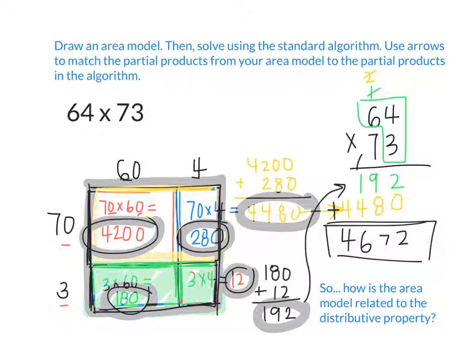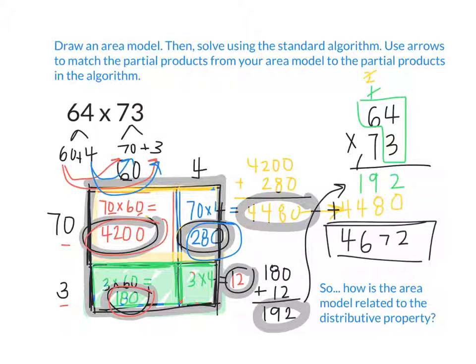Okay? So how does this relate to the distributive property? Well, I split 64 up into 2 parts, 60 and 4, right? And I split 73 up into 2 parts too, 70 plus 3. Do you guys see that? 60 plus 4, 70 plus 3. Then I had to distribute each part, I had to say 60 times 70, 60 times 3. Do you guys see that? Then I had to do 4 times 70. Do you guys see where 4 times 70 is, this part right here? Right? 4 times 70, and then 4 times 3.